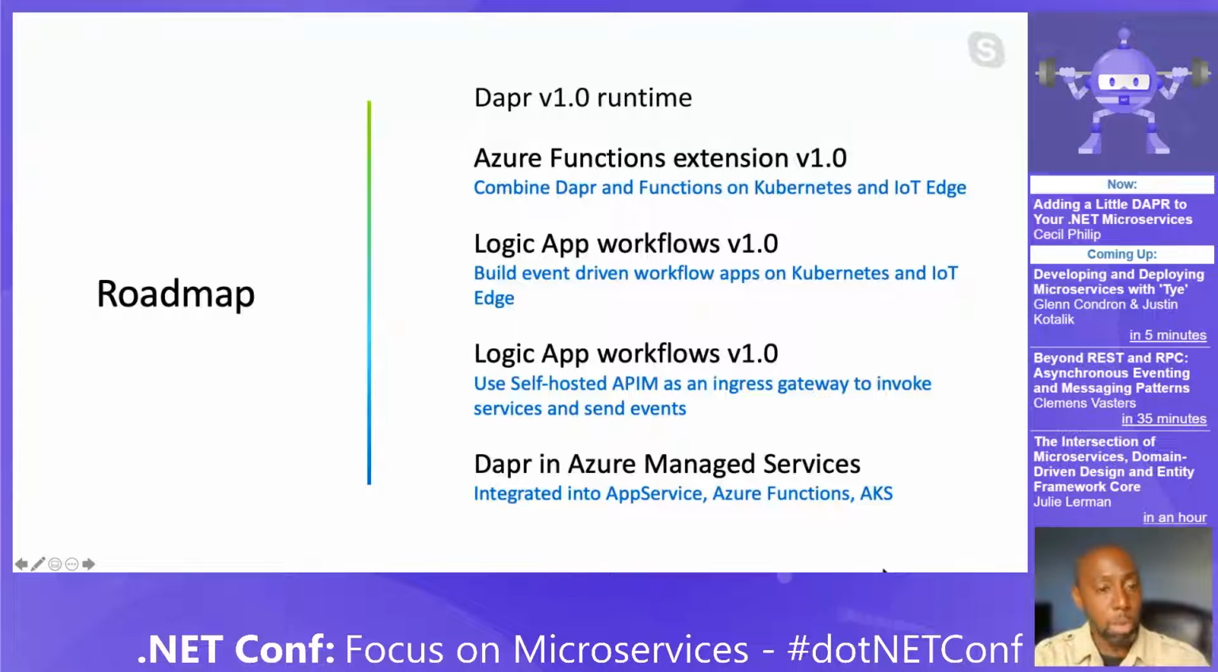All right, roadmap, really quickly. What are some of the things we've got to look forward to? The team is working hard, pushing to DAPR 1.0. Then we've got to get the Functions extension to 1.0 and the Logic App extension to 1.0. And then hopefully we'll see some work being done on getting DAPR into some of our managed services like Azure App Service and Azure Functions and things like that. But I think that's all I have to show you for now.